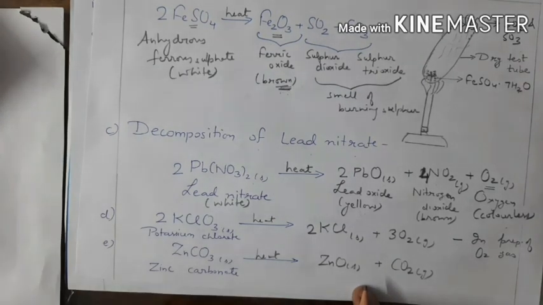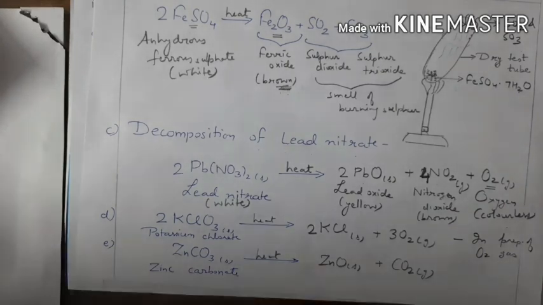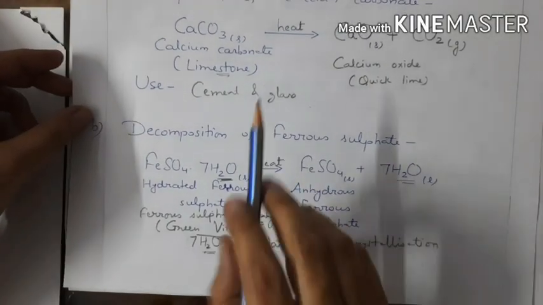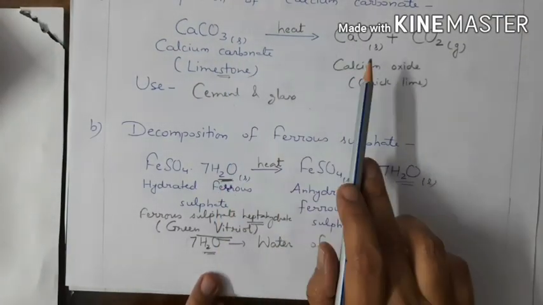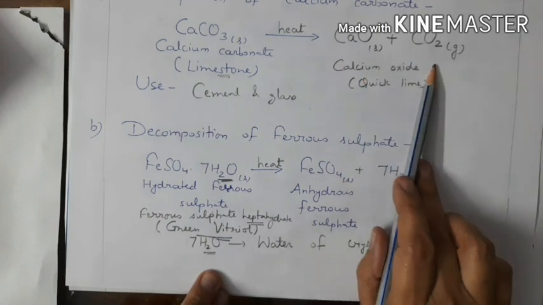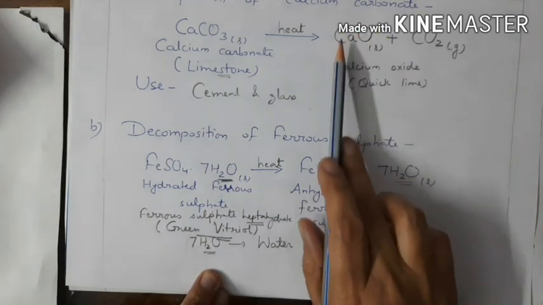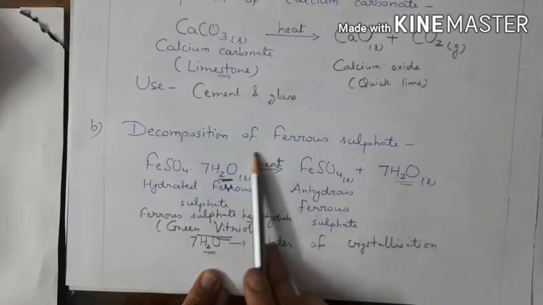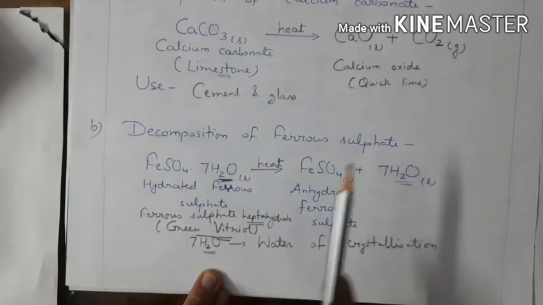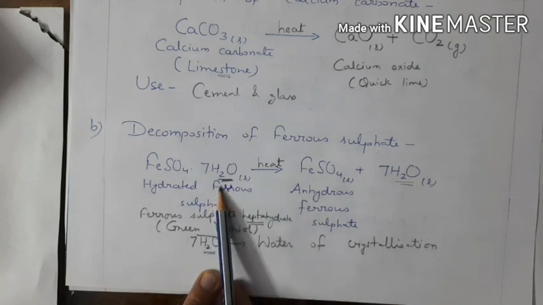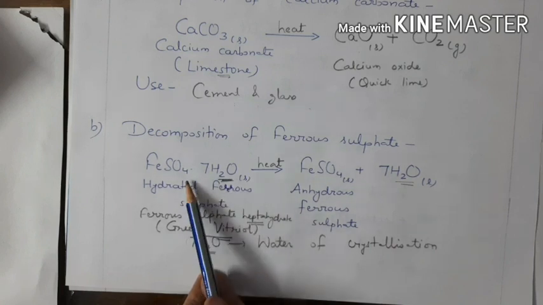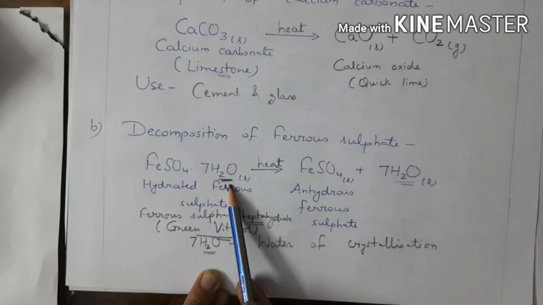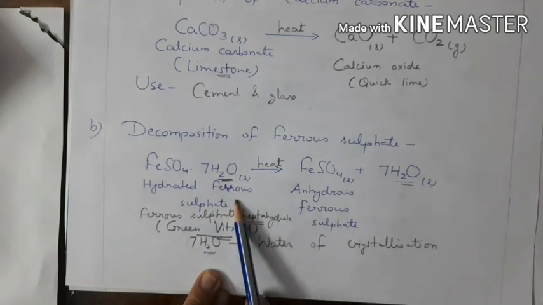We discussed the thermal decomposition of calcium carbonate, where calcium carbonate decomposes into calcium oxide and carbon dioxide gas. The calcium oxide is used in the preparation of cement and glass. Then we discussed decomposition of ferrous sulfate. Ferrous sulfate crystals, green colored crystals, have the formula FeSO4.7H2O, which is also known as hydrated ferrous sulfate.